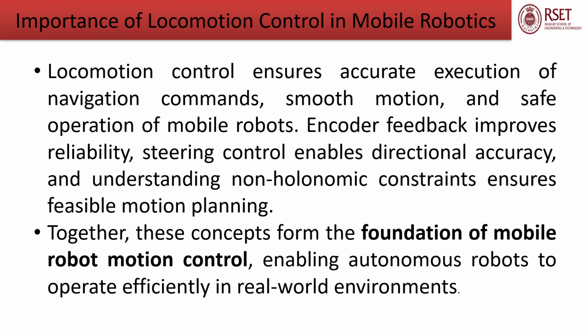To conclude, locomotion control is essential for transforming navigation commands into controlled physical motion. We have discussed closed-loop motor control, velocity and position regulation, steering mechanisms, non-holonomic constraints, kinematic modeling, and Dubins path planning. Each concept builds upon the previous one to create a complete motion control framework. Accurate locomotion control ensures smooth movement, safe navigation, and reliable autonomy. Without it, intelligent decision making cannot translate into meaningful action. This completes our discussion on locomotion control in mobile robotics.